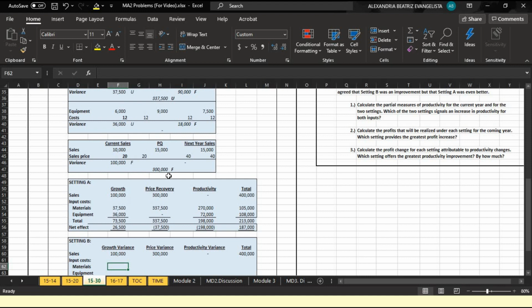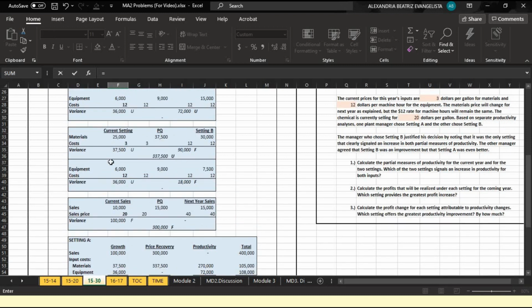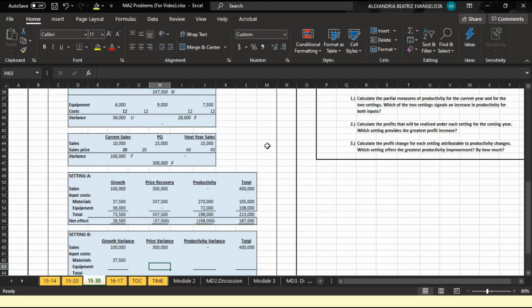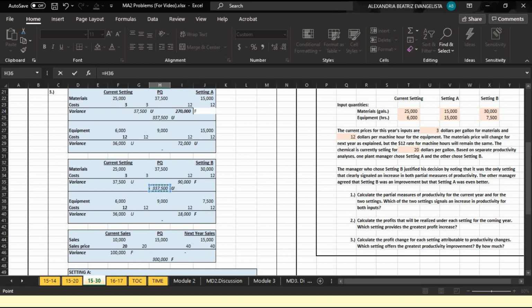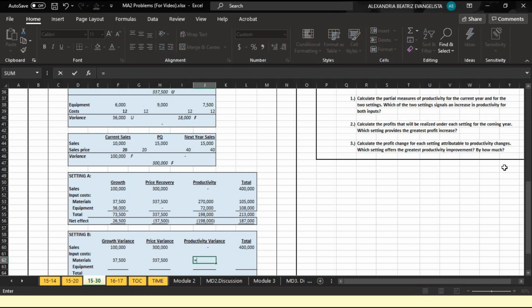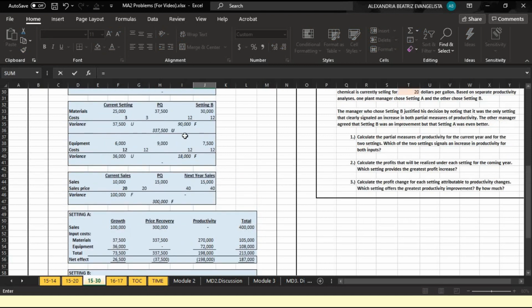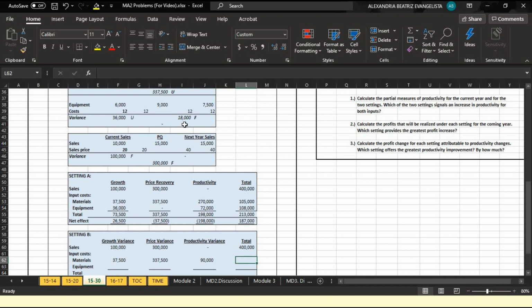And now for materials under the growth variance, that is 37,500 unfavorable. Under the price recovery, that is 37,500 unfavorable. And then for the productivity variance, that is 90,000 favorable, which would give us a total of 285,000 unfavorable.